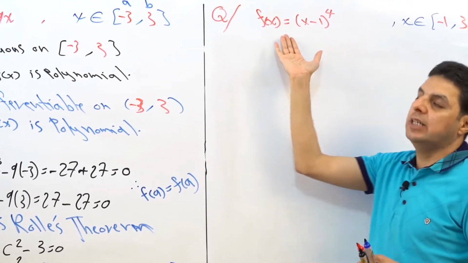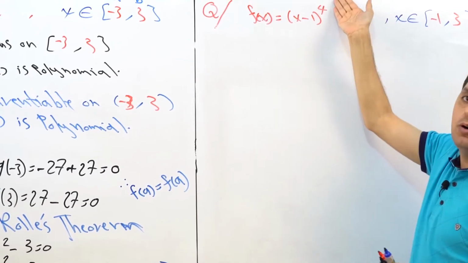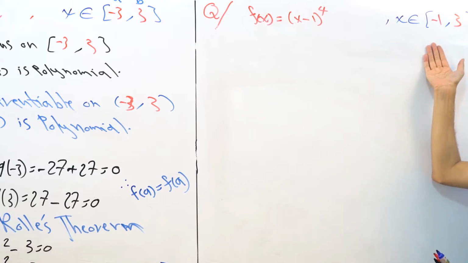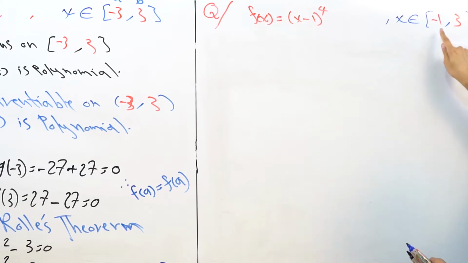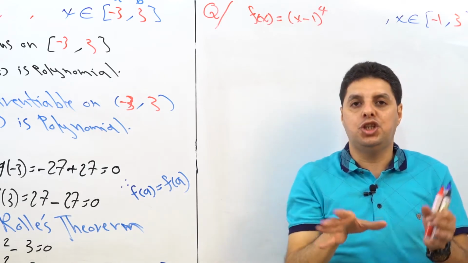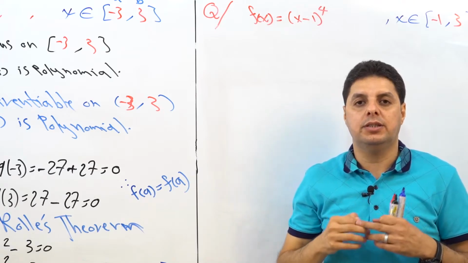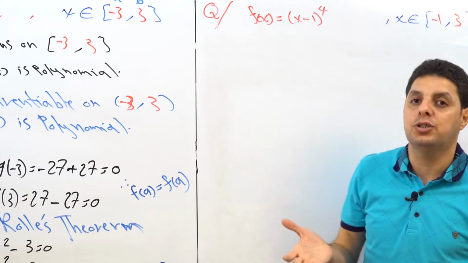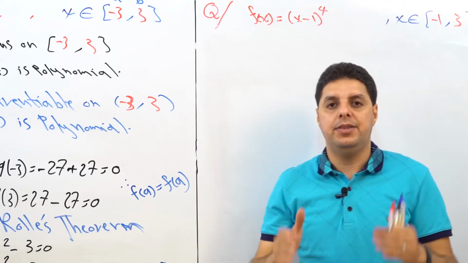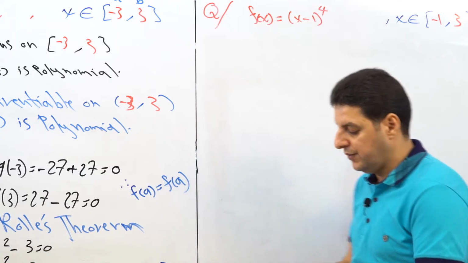Also give me function f of x equal x minus 1 all power 4. The closed interval x belong to negative 1, 3. By the way, check the 3 conditions. First condition continuous, second condition differentiable, third condition f of a equal f of b, then satisfies Rolle's theorem, then find value of c.